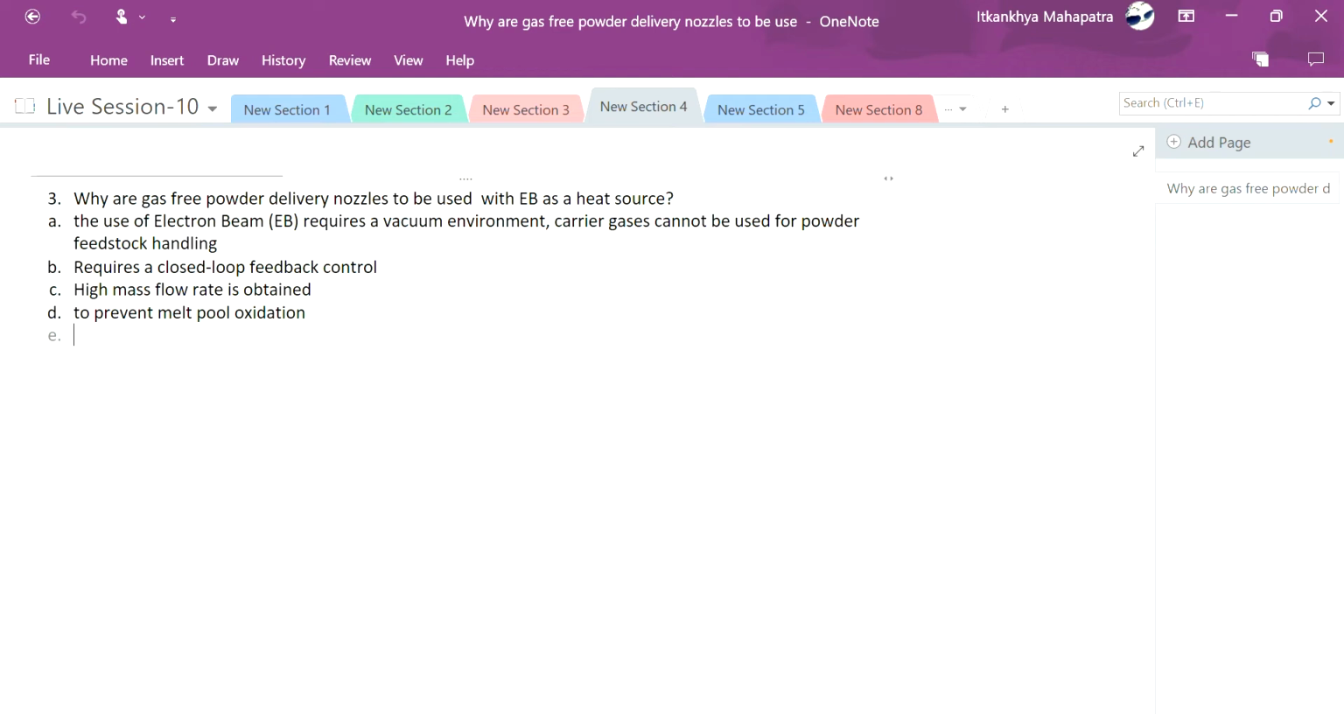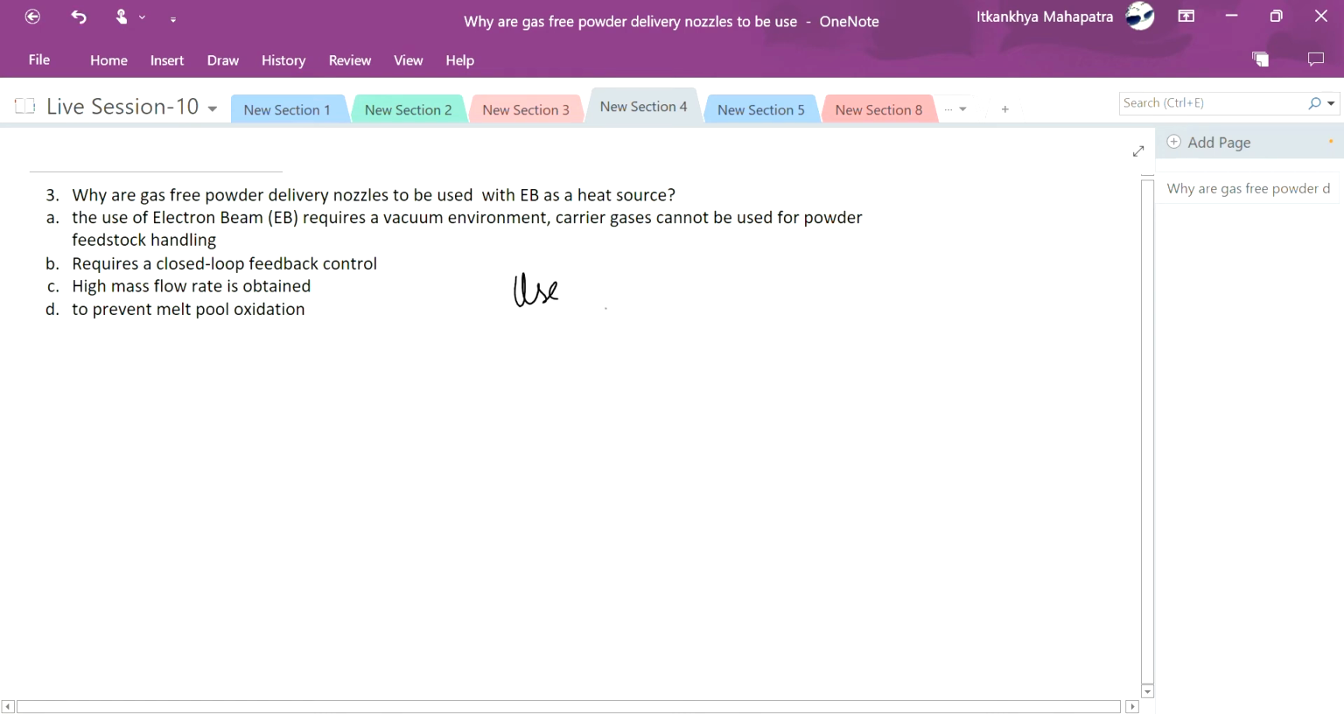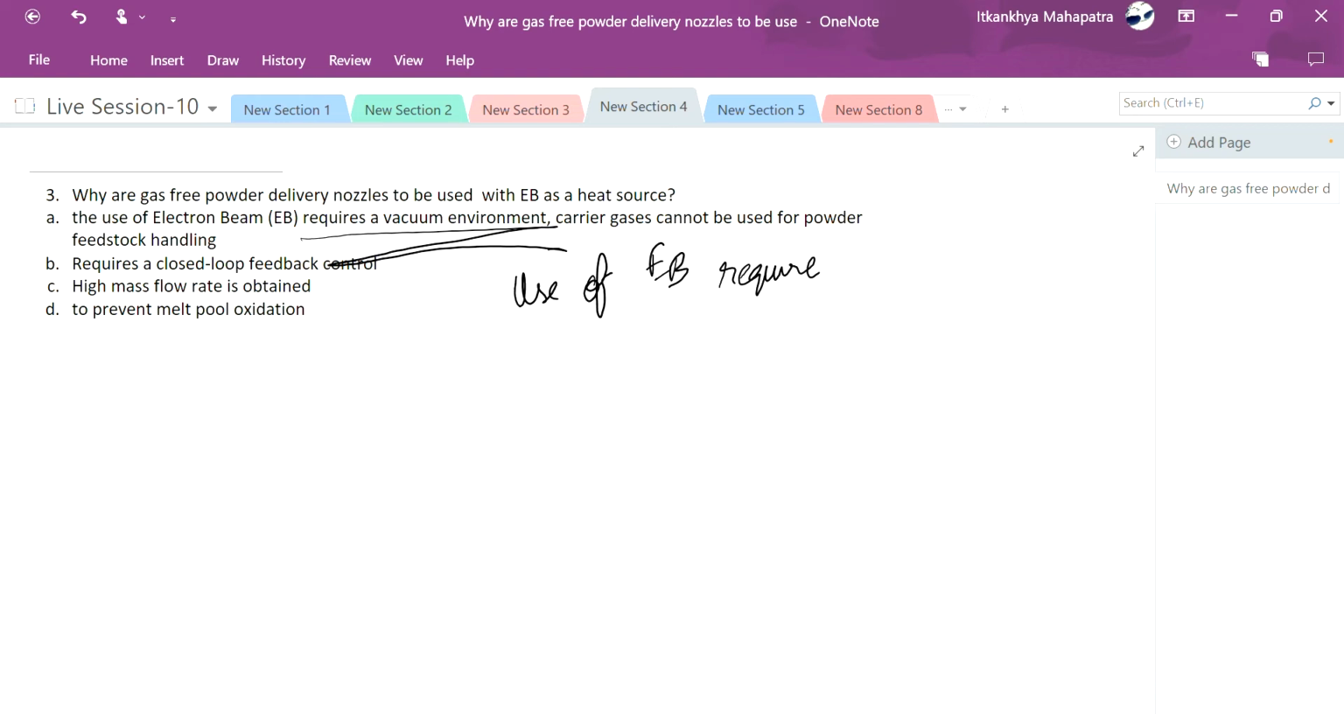Now, the use of electron beam requires a vacuum environment, which is written here. So carrier gases cannot be used for powder feedstock delivery and handling. That is why we use gas-free powder delivery nozzles, because it requires a vacuum environment. We need to develop gas-free powder delivery nozzles, which need to be used along with electron beam as a heat source.